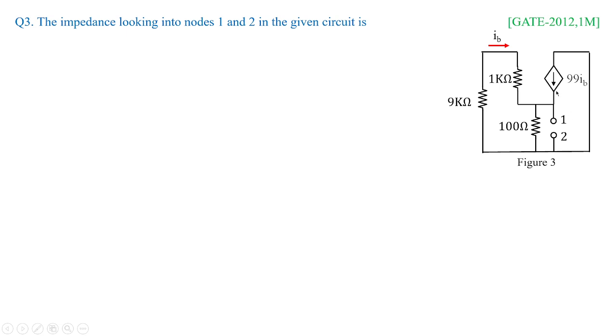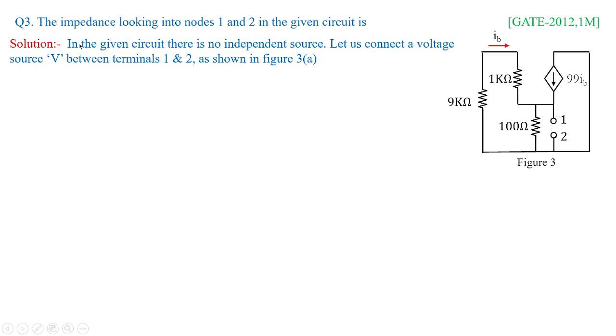Now it's a very popular problem. It was asked in GATE 2012 for 1 mark. The impedance looking into the nodes 1 and 2 in the given circuit is? So I will directly solve the problem because we don't have any independent sources.